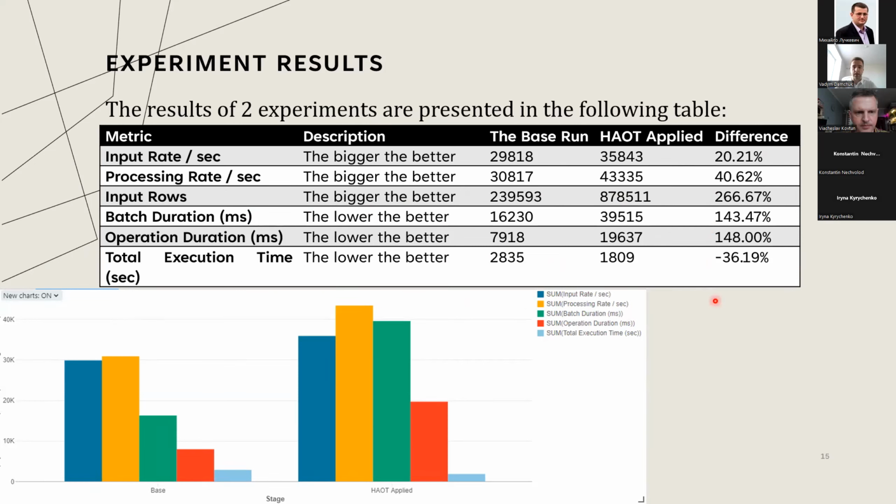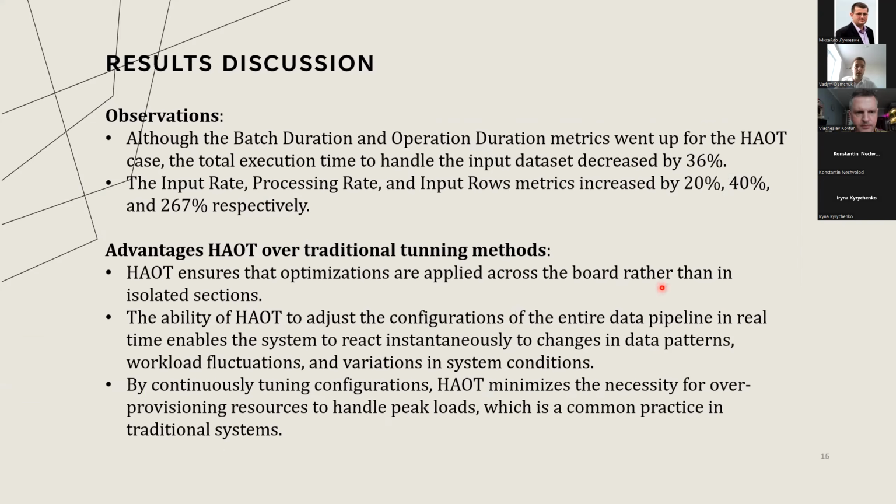It means that we process the same data set 40% faster in comparison to the existing approach. So in conclusion, the holistic adaptive optimization technique has the following benefits. First of all, it adjusts configurations of the entire data pipeline. It means that the streaming system reacts to the changes in the source stream and in the targets.